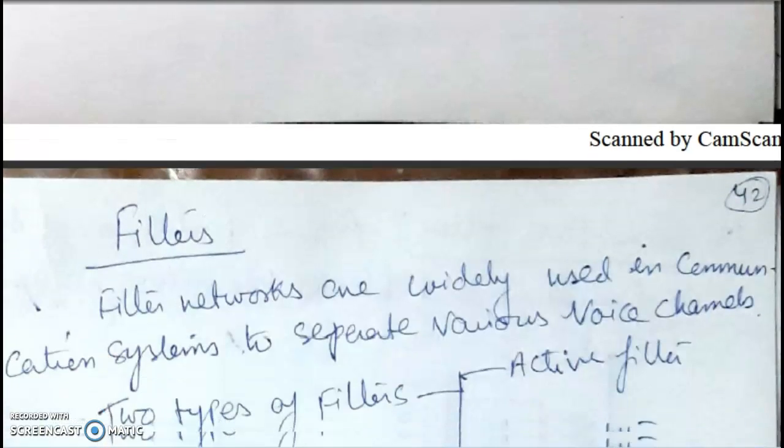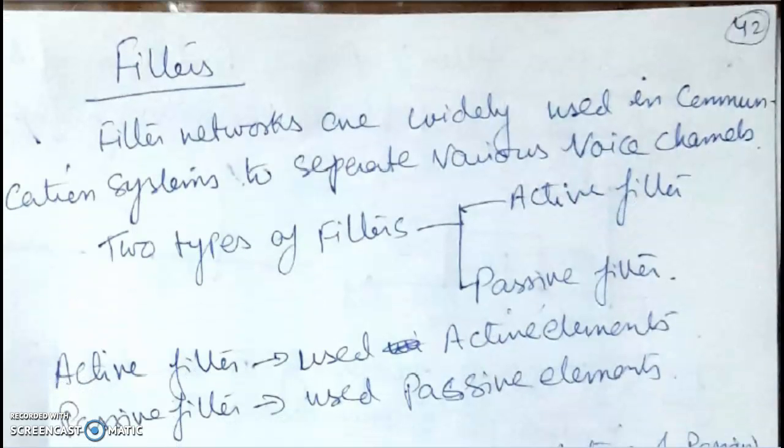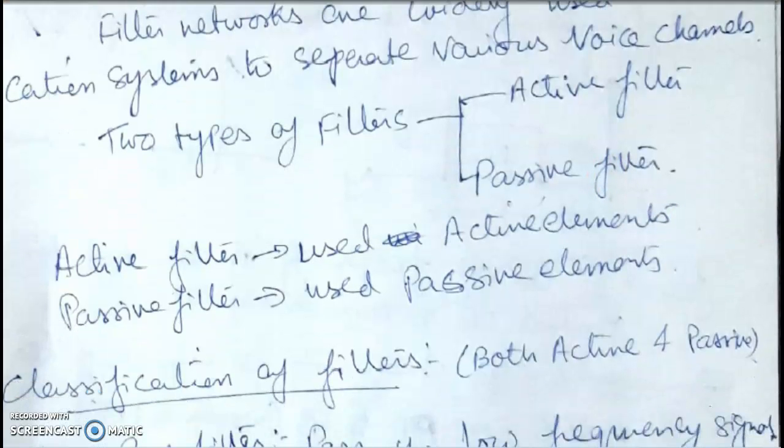Now the next topic we will start is filters. What are filters? A filter is a device which allows signals of certain frequencies to pass and blocks all others. Generally, filter networks are widely used in communication systems to separate various voice channels. Broadly, filters can be classified as active filters and passive filters. Active filters have active components such as op-amps and transistors, and passive filters have passive components like resistors, inductors and capacitors.